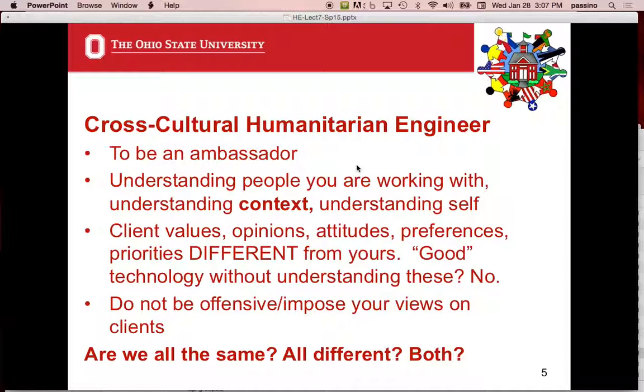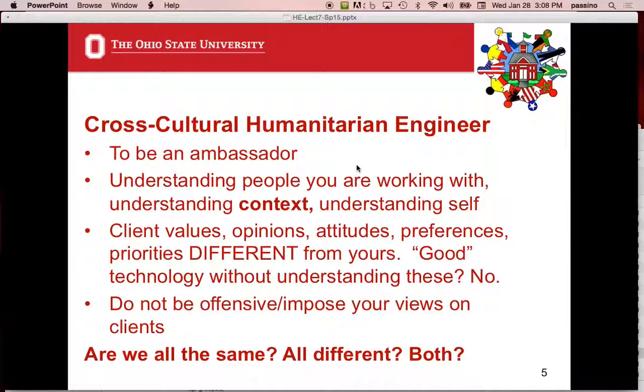So you sort of have to think a little bit before you say certain things, before you act a certain way. And it is difficult to know what to say or how to behave. You're going to be working with people, excuse me, got a cold, from other countries.